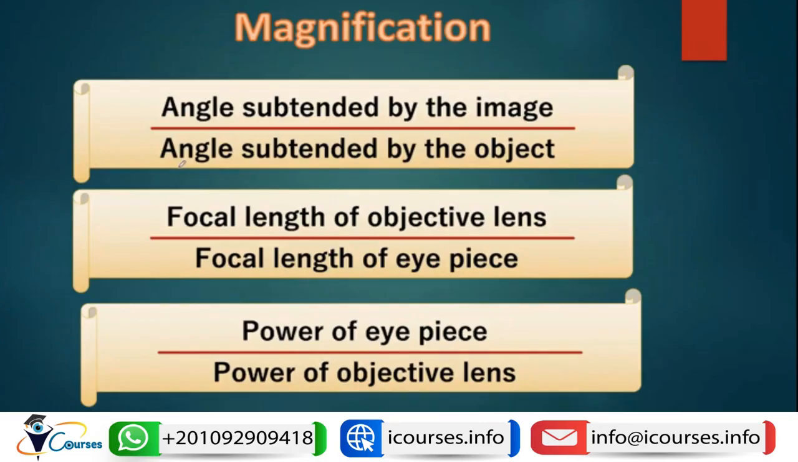So how can we calculate the magnification produced by the inverting telescope? This can be done through many ways. It can be either the angle subtended by the image divided by the angle subtended by the object, since we are talking about an angular magnification.